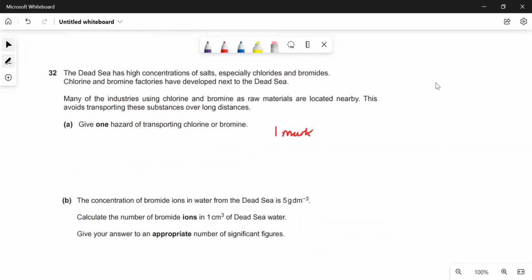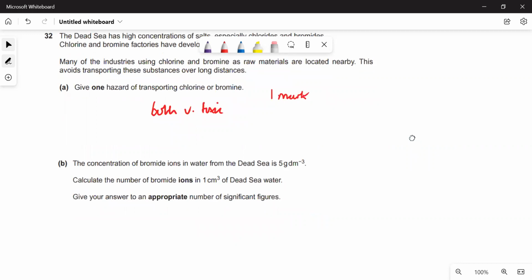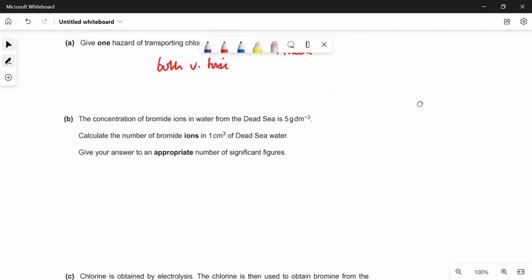The Dead Sea has high concentrations of salt, chlorides, and bromides. Many of the industries that use chlorine and bromine as a raw material are located nearby. This avoids transporting these substances. One hazard of transporting chlorine or bromine, I think just say they're both very toxic. That's enough for 1 mark. Well, chlorine is a gas and bromine is a volatile liquid, which will give off a gas, but I think that's enough to say they're toxic.